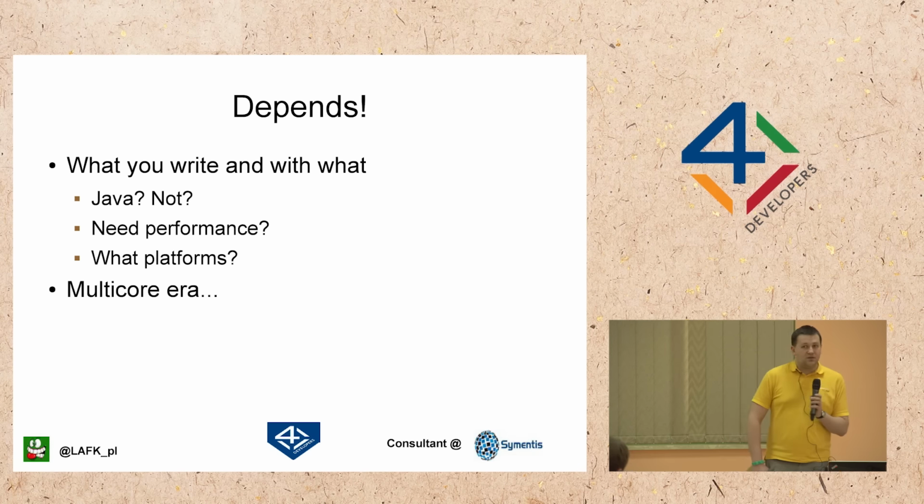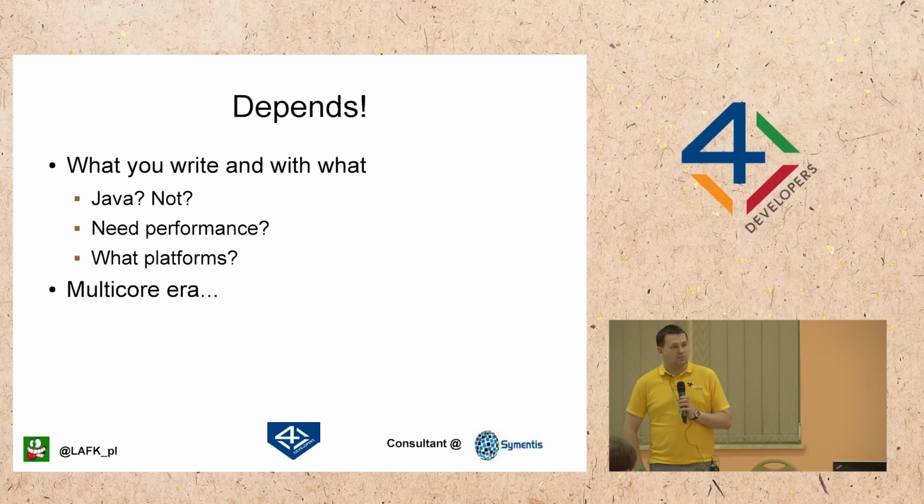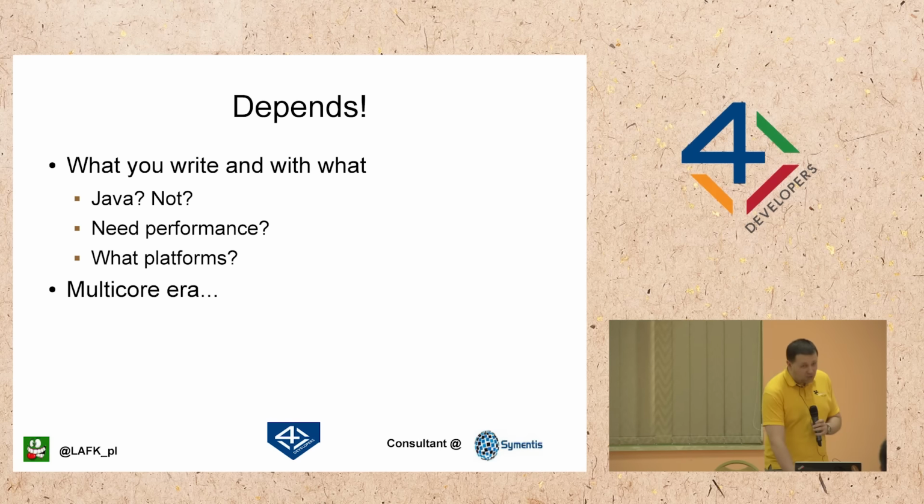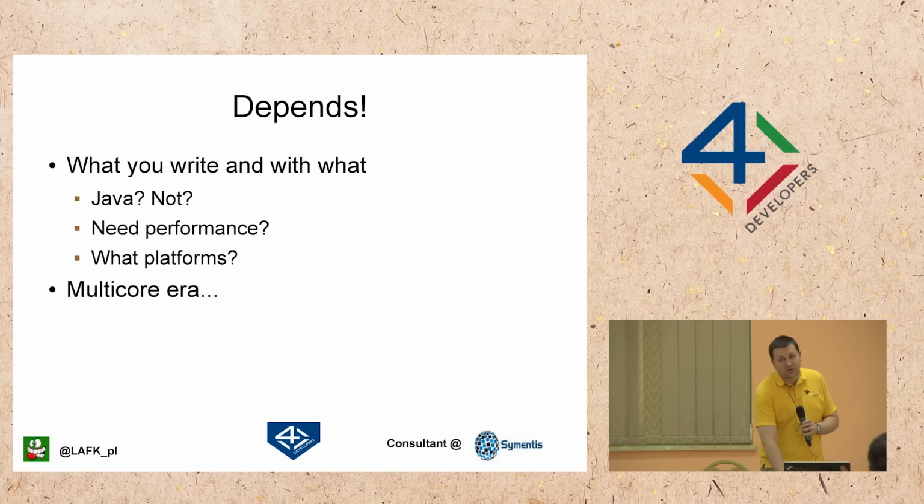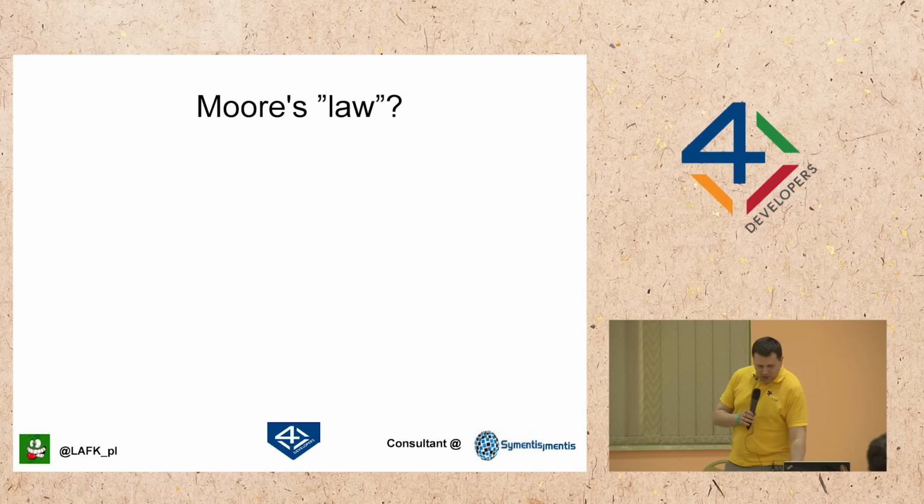But then again, even those simplest apps occasionally suffer through a spike in traffic. And with spikes in traffic, a very important question comes to mind, and that is, how do I perform? Is my application performant? Is it fast? Is it fast enough? And from there on, you're on to multi-threading, and you're on to the Java memory consistency model. I have frameworks for that. Well, yeah. Moore's law.